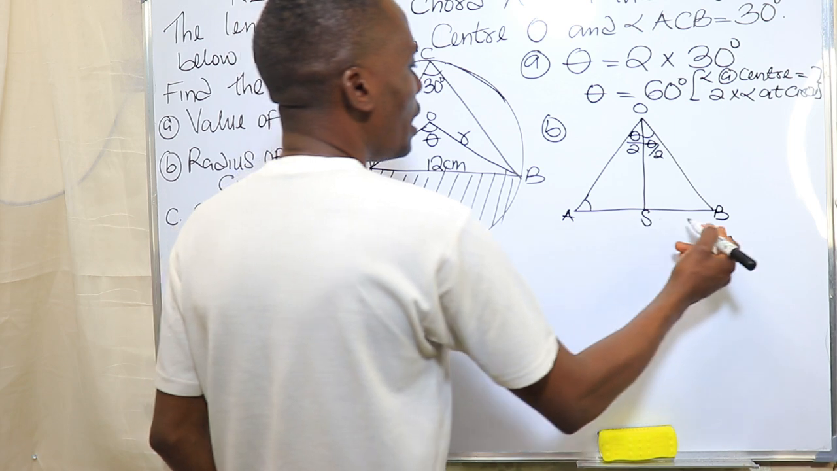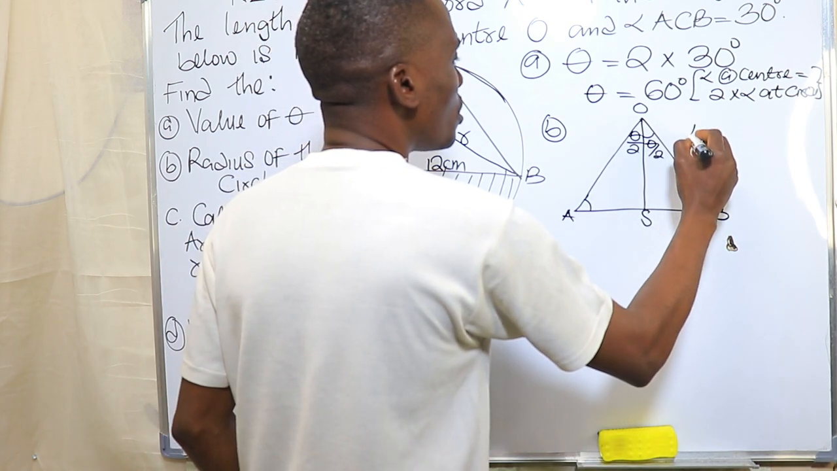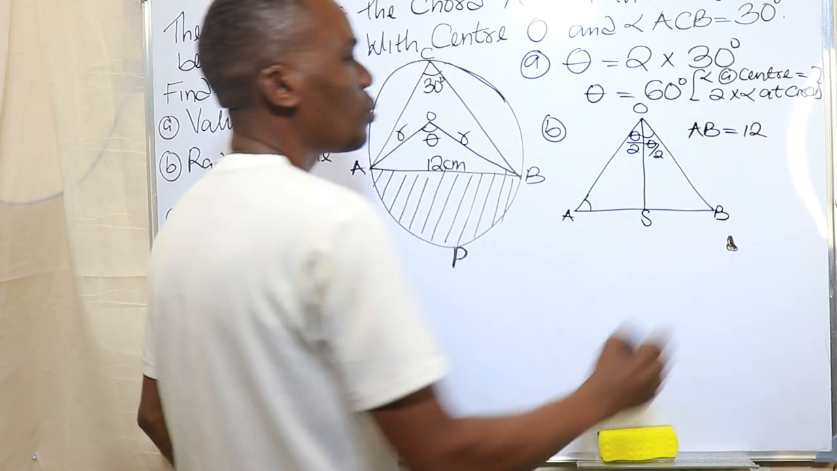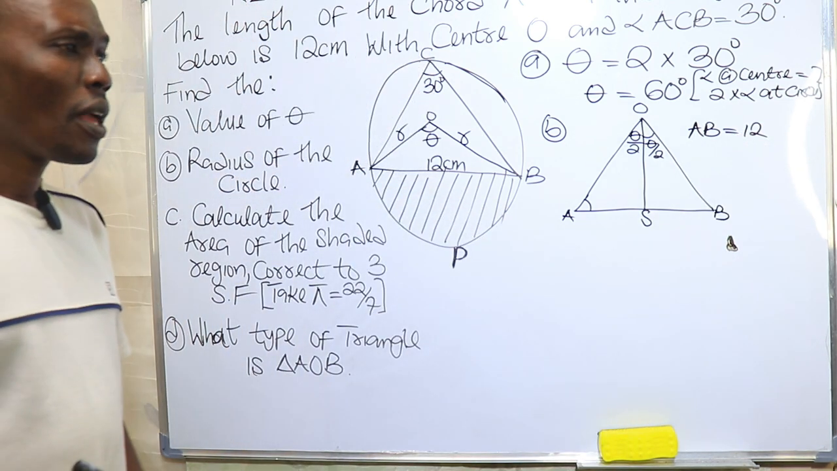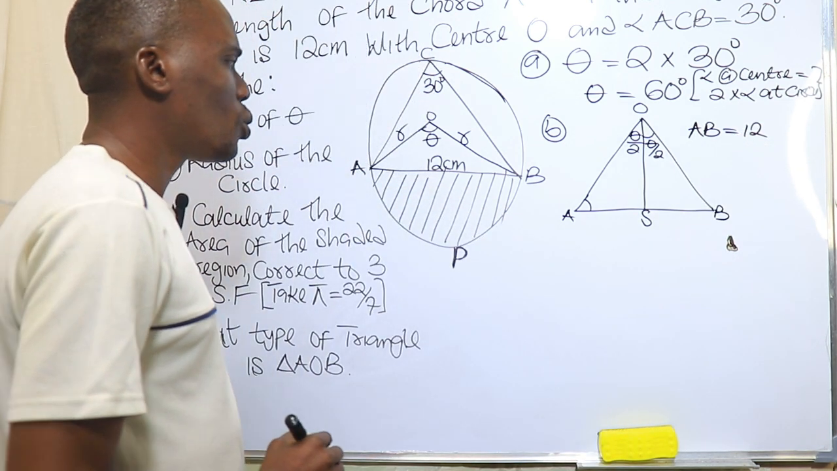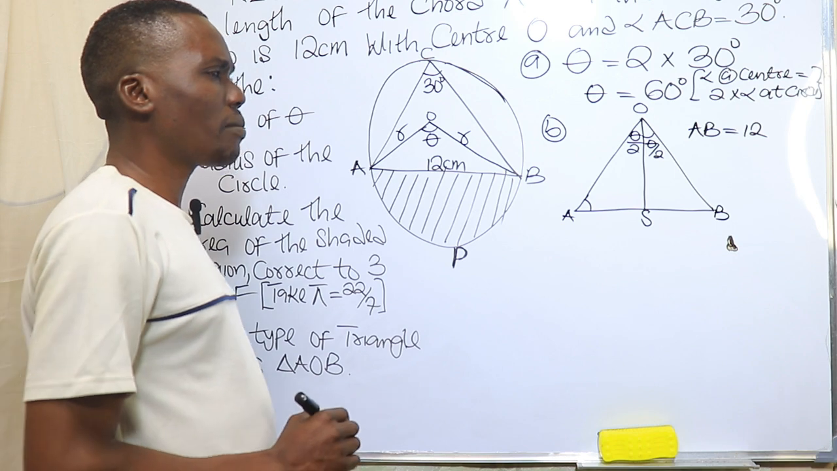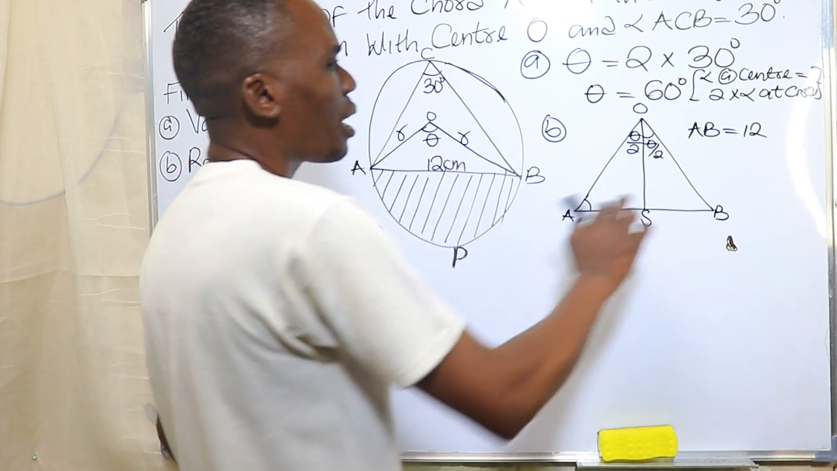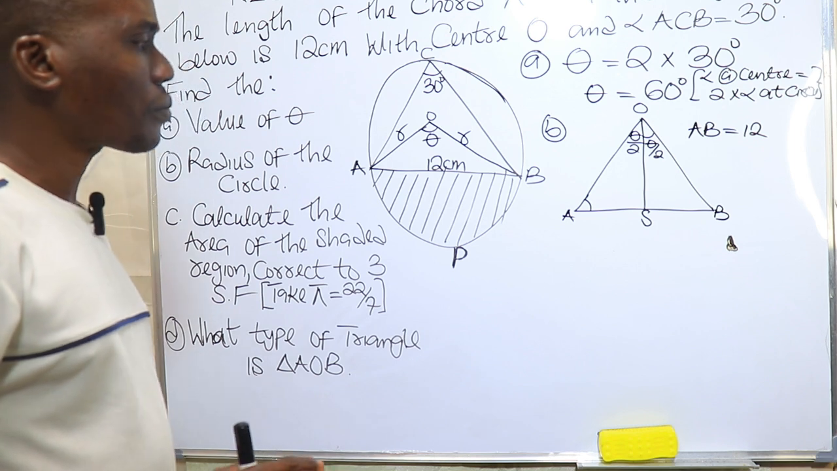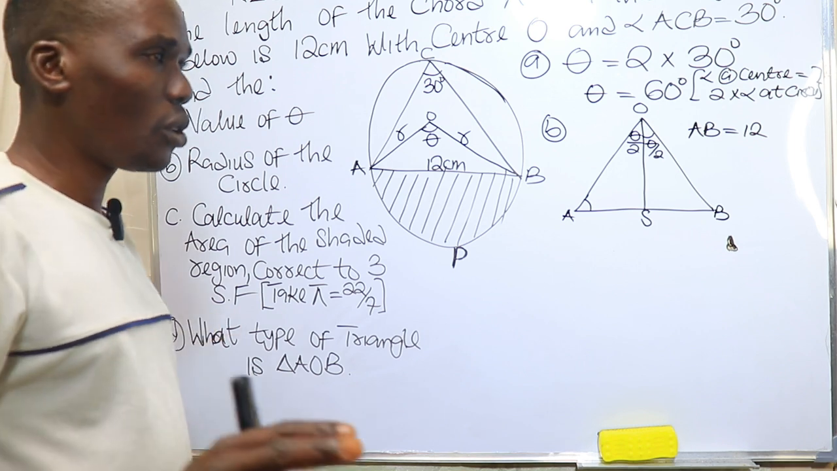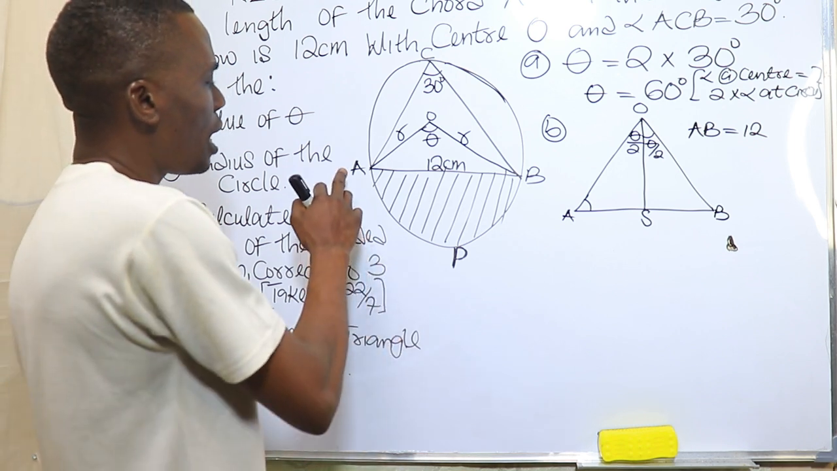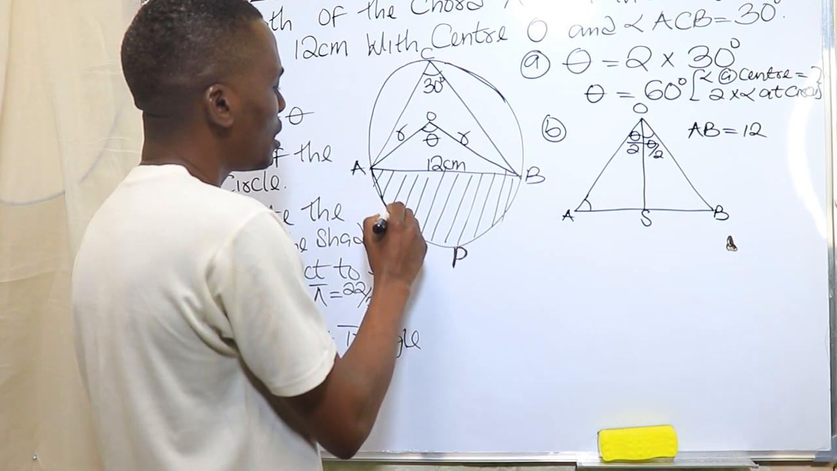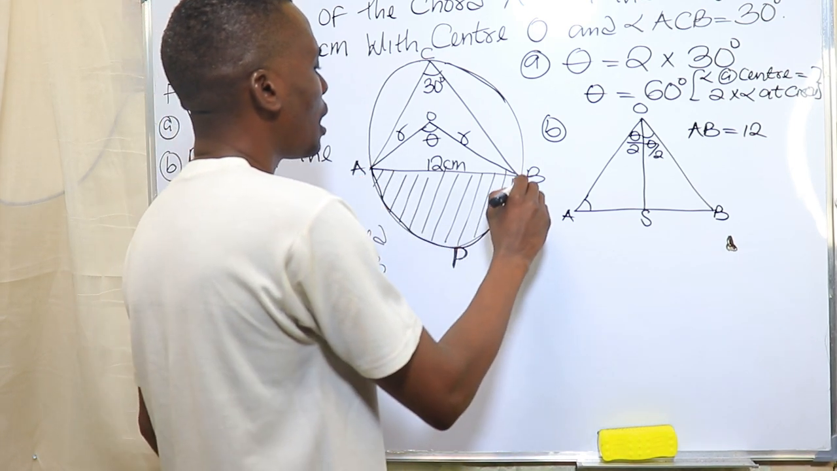Remember, this full length AB is equal to 12. Now that is taken. If AB is equal to 12, the question I will now ask myself is, AB is a chord, that we know. And ACB is what? It is an arc.